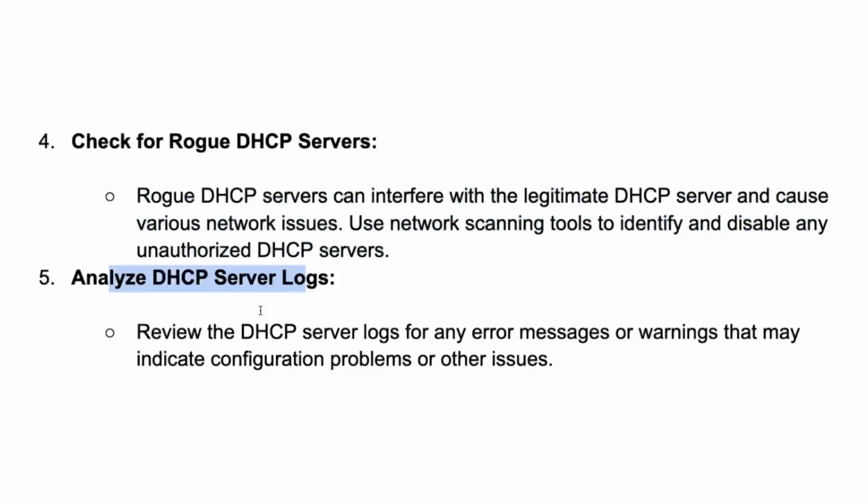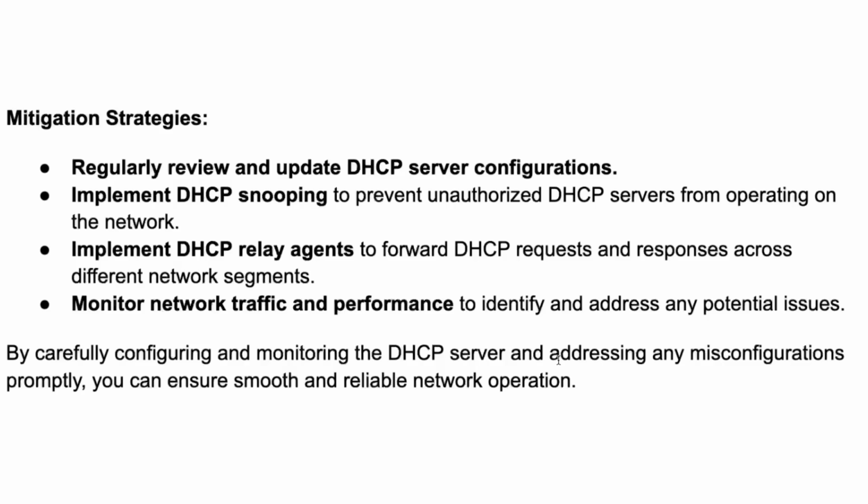Then you analyze your logs, right? So review the DHCP server logs for any error messages or warnings that may indicate configuration problems or other issues. And your server logs usually will point you in a really good direction, because the error messages that show up are great tools, or they're great clues that you can use to try to figure out why you are having your DHCP configuration issues. So how do we mitigate this, right? How do we resolve this?